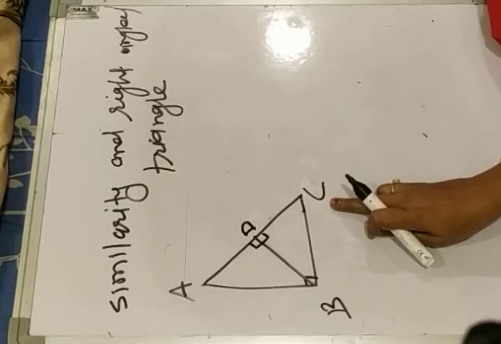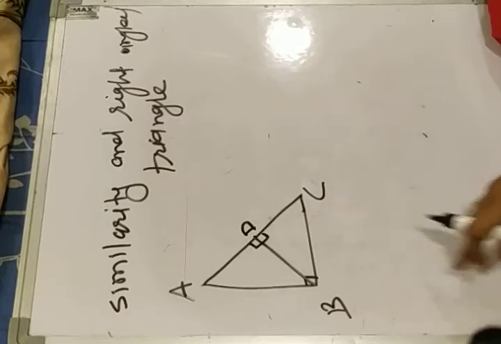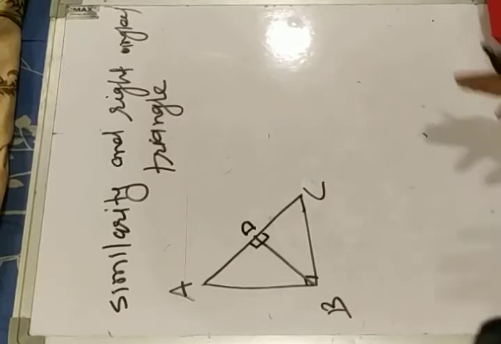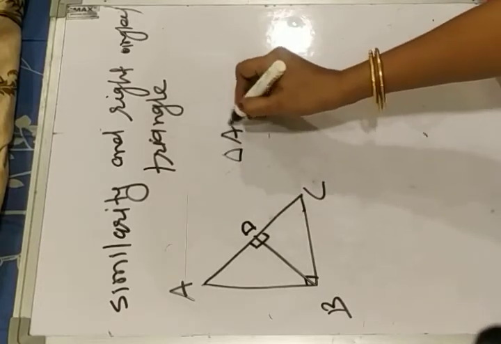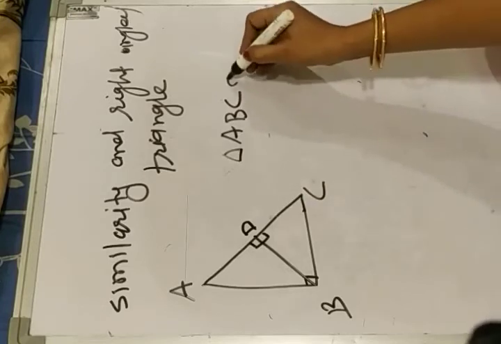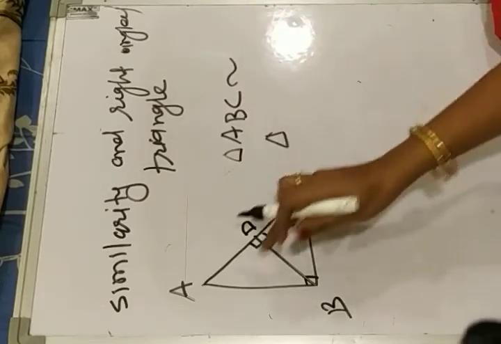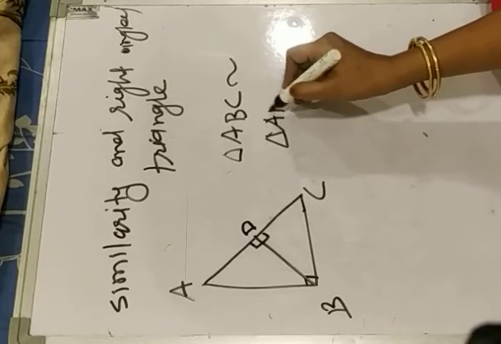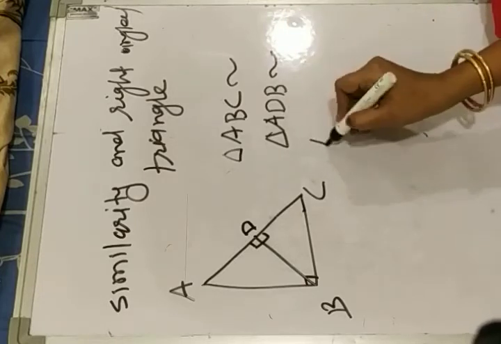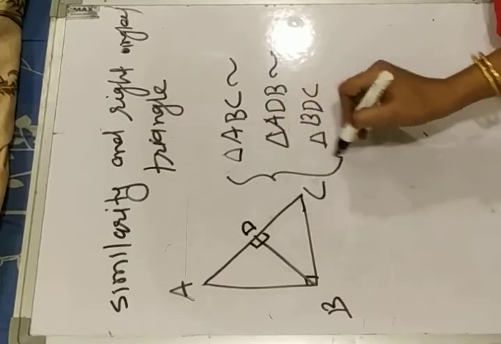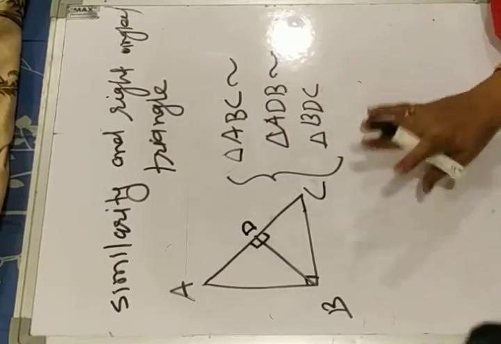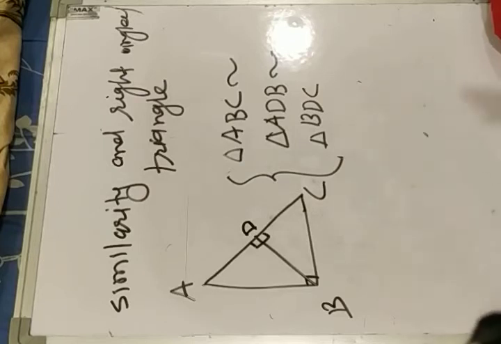These two triangles formed are similar to the original triangle and to each other. Means the similarity in right angle triangles theorem is: triangle ABC, our original triangle, is similar to triangle ADB, and similar to triangle BDC. All triangles are similar to each other. This is the similarity in right angle triangles.